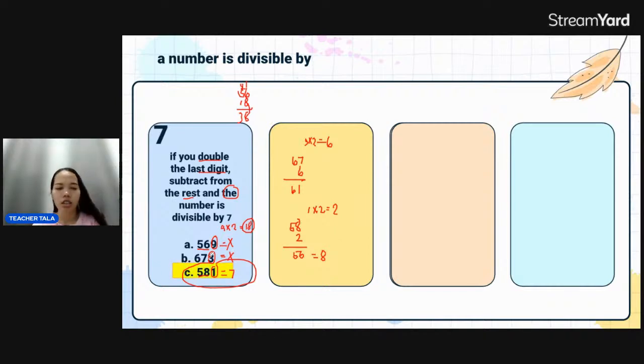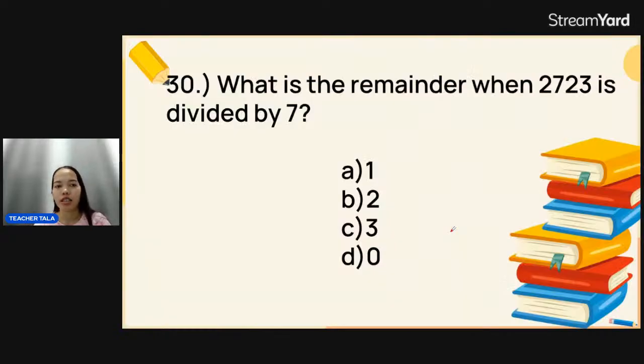So check and divide to see if 581 is divisible by 7, if it has no remainder. Okay, let's try. That will be 8. 56. Then 21, 83. No remainder. It's 0. Okay, so we got the first 10 divisibility rules.